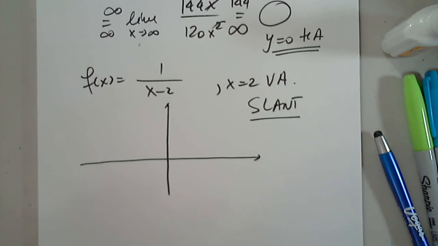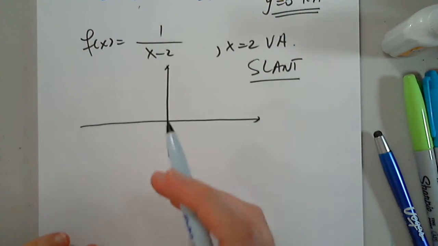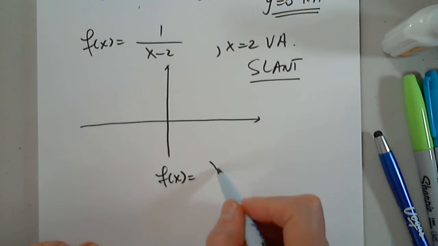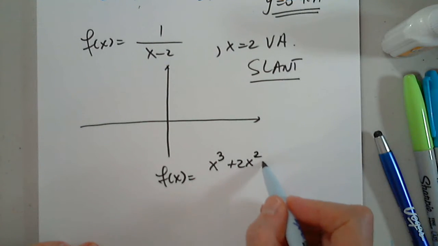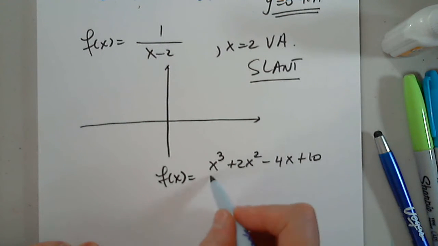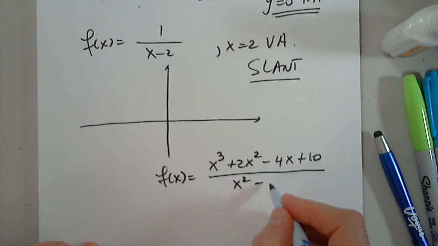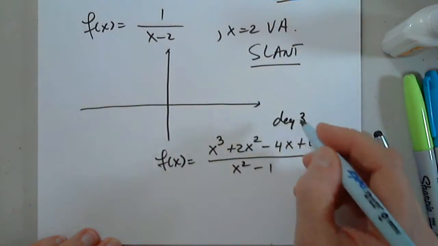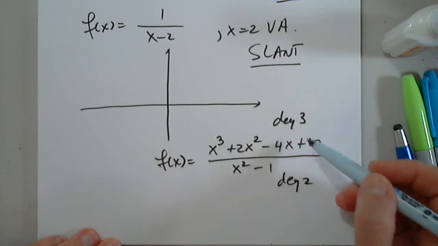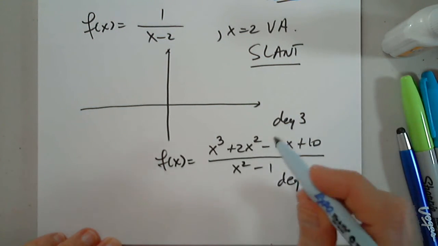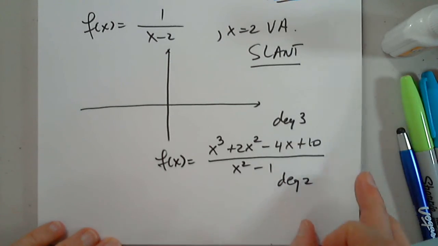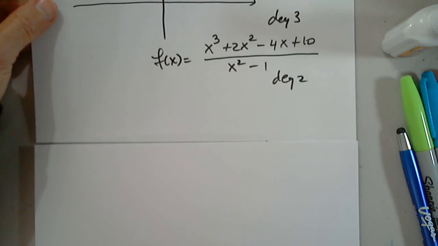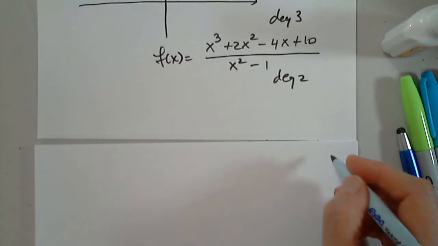Right. So for a slant asymptote, we have to divide. So here's an example. A function like this, let's say x to the third plus 2x squared minus 4x plus 10 over x squared minus 1, this will have a slant asymptote. Because the degree at the top is 3, the denominator has degree 2, and the difference is exactly 1. So when I divide these two using long division, I will get a quotient to be a linear expression. That linear expression is the slant asymptote.